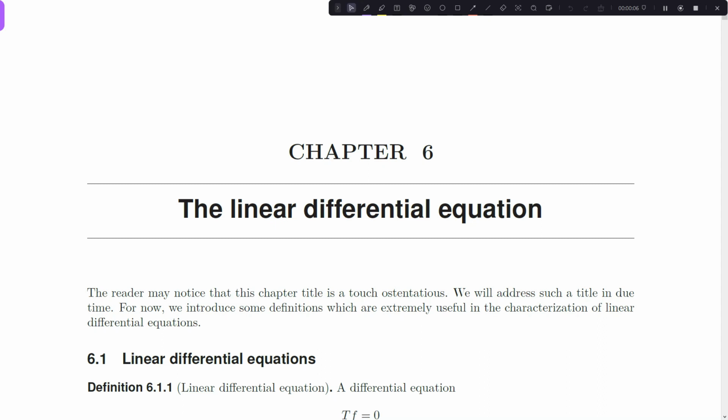So today we are working on chapter 6, probably the first two sections of chapter 6. And I call this chapter the linear differential equation. A lot of people are probably going to be mad at me for saying that, because everybody's going to argue, well, there's all sorts of different kinds of linear differential equations. Why would you say that it's all just one?